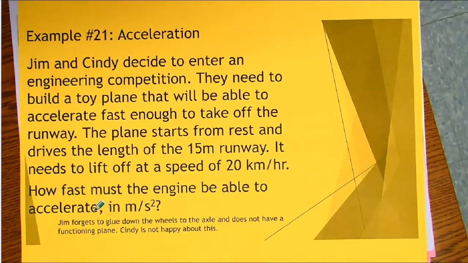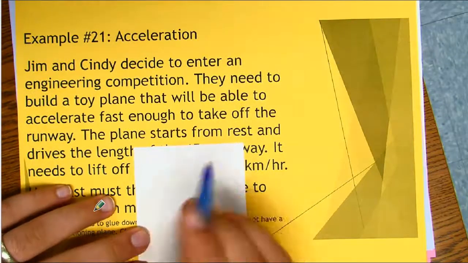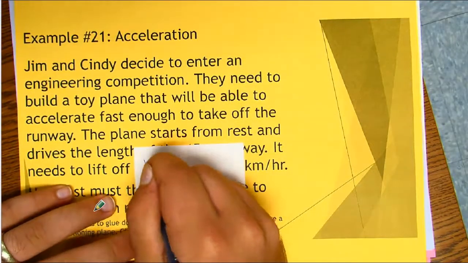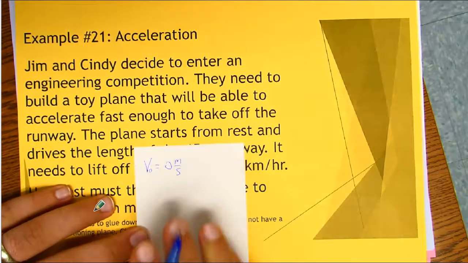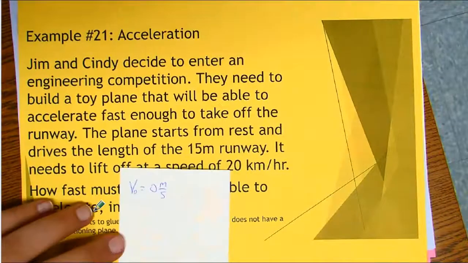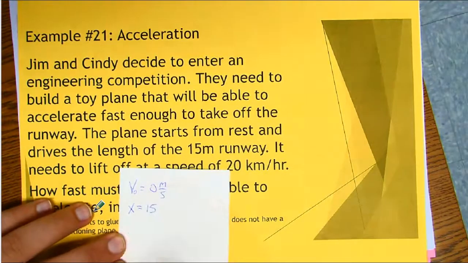So in this example, Jim and Cindy decide to enter an engineering competition. They need to build a toy plane that will be able to accelerate fast enough to take off a runway. The plane starts from rest, so my velocity initial is 0 meters per second. And it drives the length of the 15-meter runway, so the displacement is 15 meters.